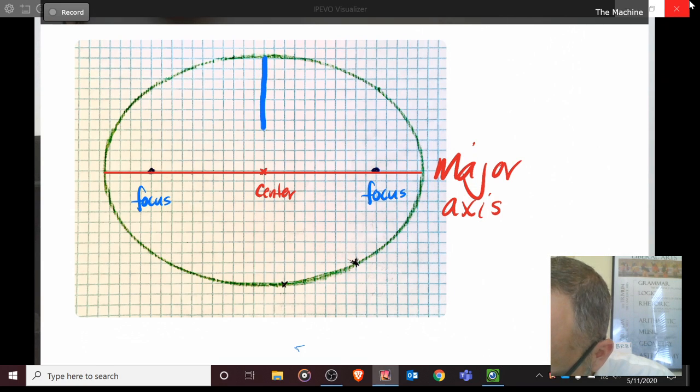You can probably guess. It goes down through the center. If it's not major, what is it? That's the minor axis.